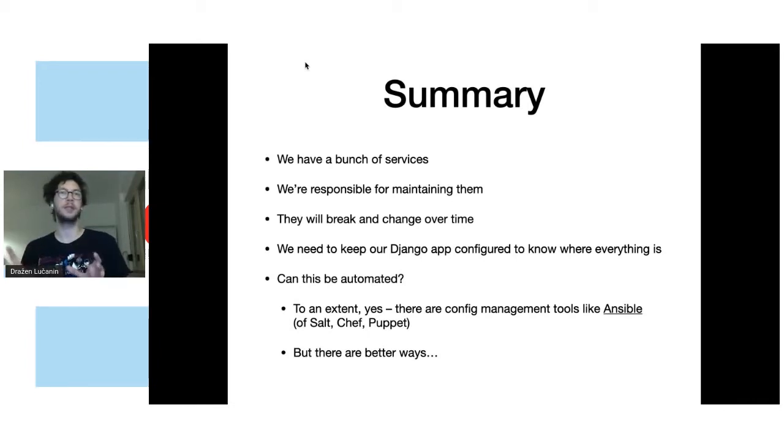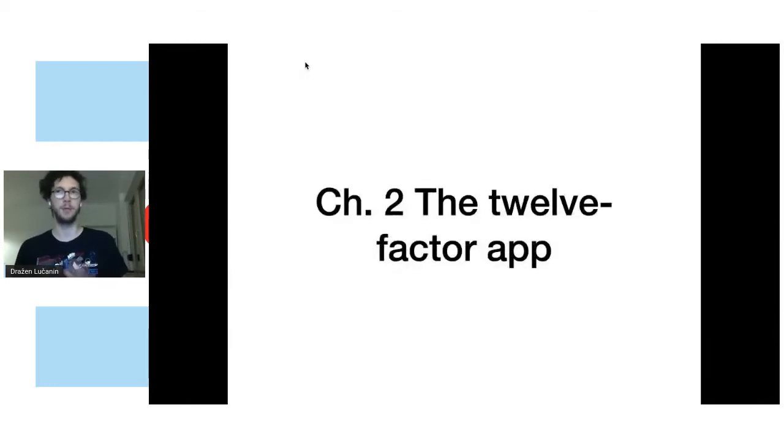So in summary, we really need to set up a bunch of these services, and we are the ones responsible for maintaining them once we do that. These services will break and change over time, which is a problem. And we still didn't cover how we tell Django where everything is, how to configure everything. Can this be automated? Yes, to an extent. There are many things you can do with Ansible or other configuration management tools like Salt, Chef, Puppet. But there are better ways, which leads us to chapter 2, the 12-factor app, which is the part I actually want to focus on much more than the self-hosted approach.